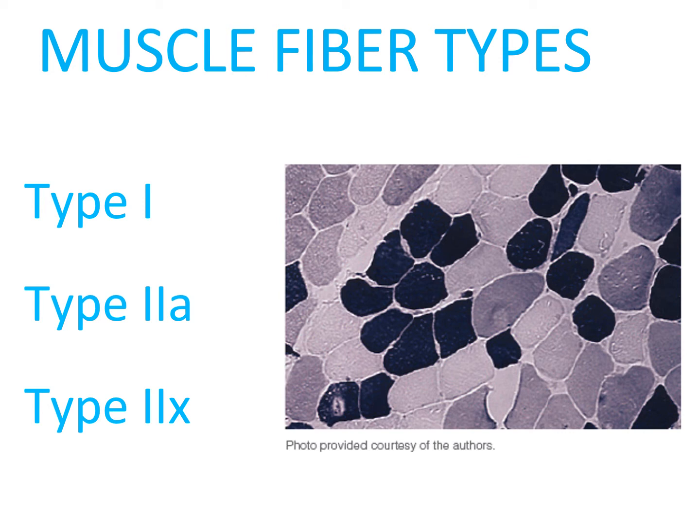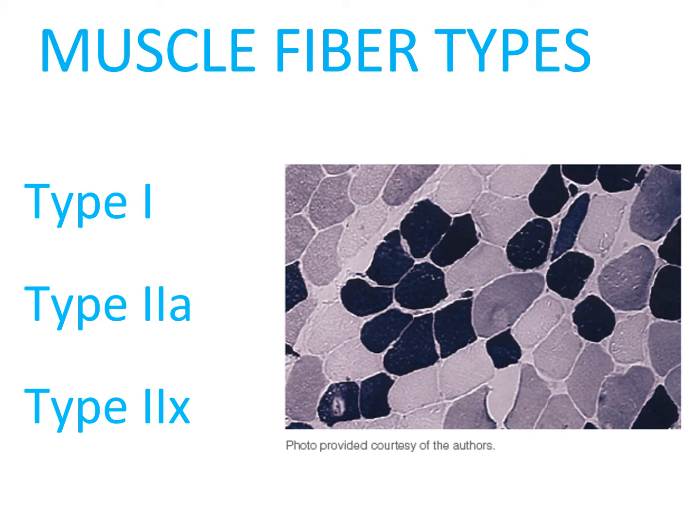The first is we can look at the variable speed of the myosin ATPase in each of these muscles. Fast myosin ATPase is typically used for fast contraction cycling, so we tend to see this in type 2 muscle fibers. Our slower myosin ATPase causes slower contraction cycling, so we tend to see this in our type 1 fibers.